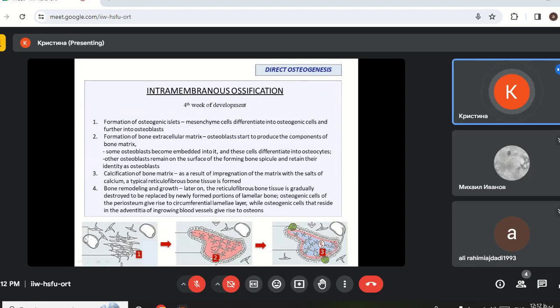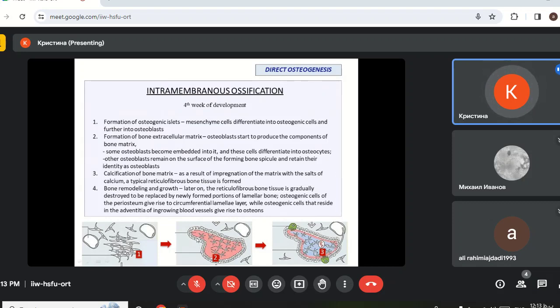The level of oxygen is higher in the areas where we have a higher amount of blood vessels. So in this picture we have a lot of blood vessels. So here in this area of the embryo we will have a higher level of oxygen, and this is why these mesenchyme cells develop into osteogenic cells and further into osteoblasts.